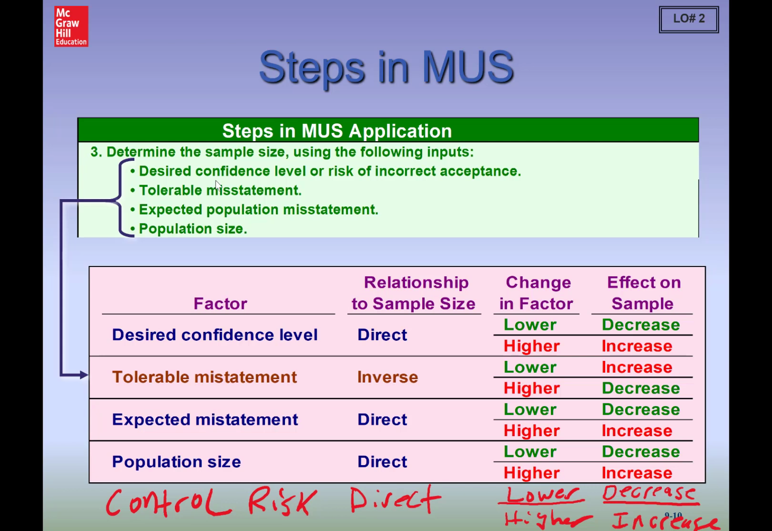Okay. Factors that affect sample size: confidence level, tolerable misstatement, expected misstatement, population size, and I don't know why the book ignored control risk. Control risk is absolutely going to affect our sample size for the substantive test because the greater the control risk, the more our risk of material misstatement, the more we need to lower our detection risk to keep our audit risk at a low level, right? So control risk is absolutely an important factor in considering sample size for our substantive test.